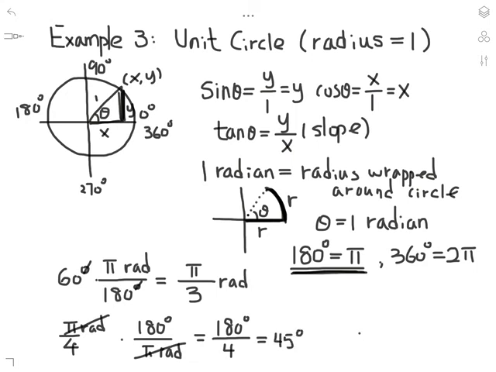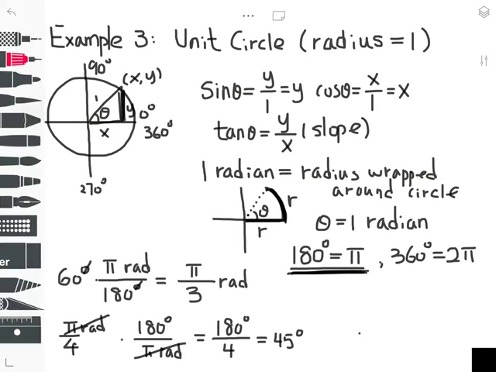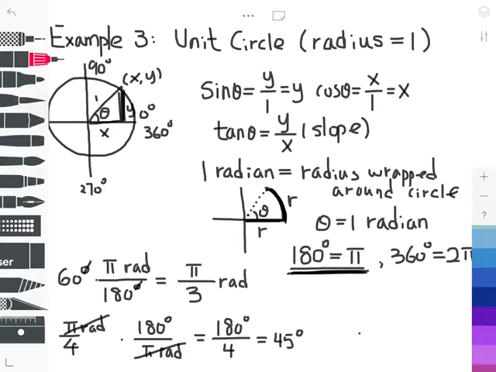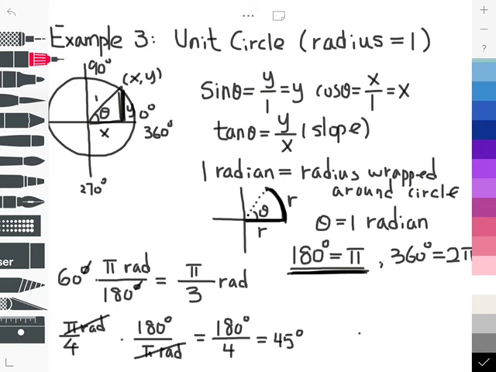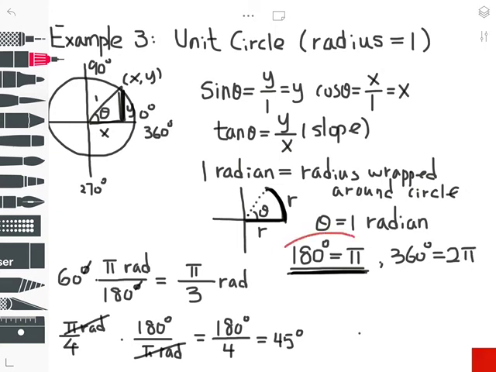Using this very simple concept, let me emphasize it again: 180 equals pi. You will be able to convert radians to degrees and degrees to radians, back and forth. That's the easiest formula that you can remember to help you convert back and forth.